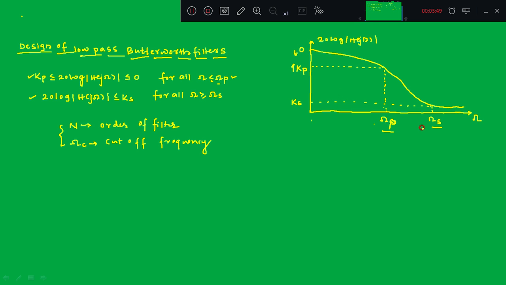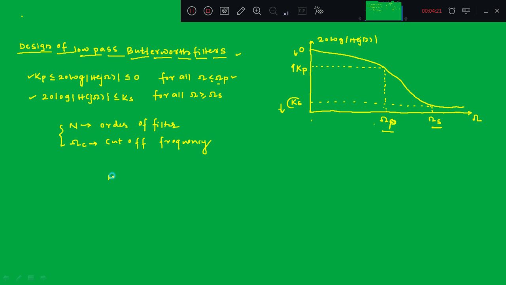And similarly for all the frequencies beyond this omega s, what should be the gain response? It should be less than or equal to Ks. So these two specifications have to be met in order to design the low pass Butterworth filter. So let us start our discussion with the magnitude response of the low pass Butterworth filter.